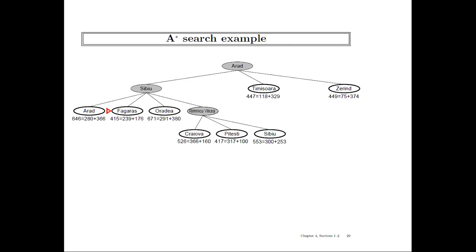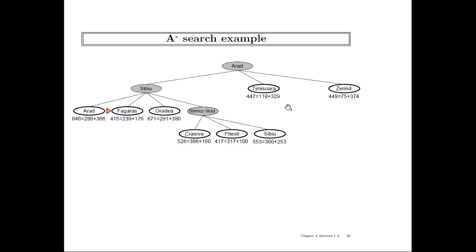We expand Rimnicu Vilcea, and we get three new states. One is called Craiova, Pitesti, and Sibiu. Again, the same g(n) and h(n) values are calculated. The values come out to be 526, 417, and 553. Now, these three paths are unexpanded. These three paths are unexpanded. These two paths are unexpanded.